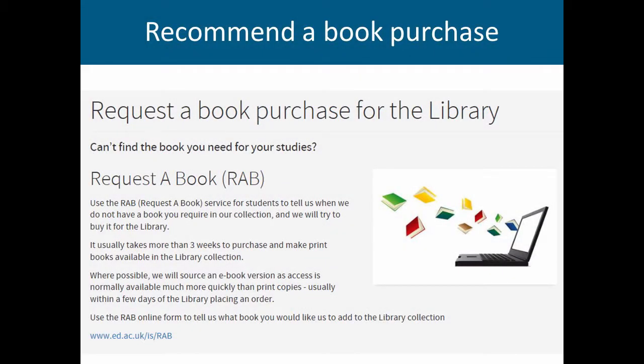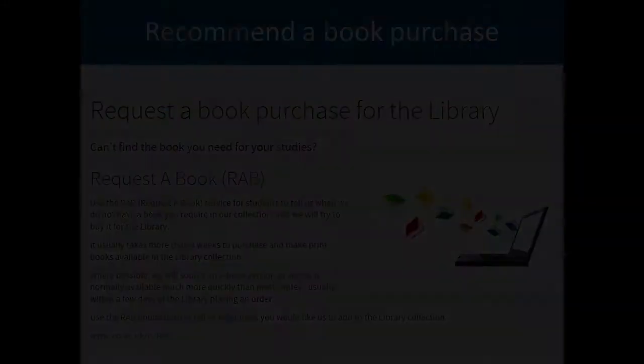Another thing you can do if we don't have a book you need is to recommend that the library purchase it. You can find links to request a book, to make your recommendation on MyEd or on the library website. Just fill in the details of the book you need and submit the request. By default, we'll try to buy an electronic version of the book. If it's only available in print, then that's the version that we'll get.